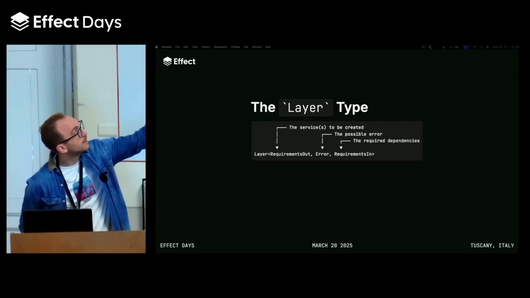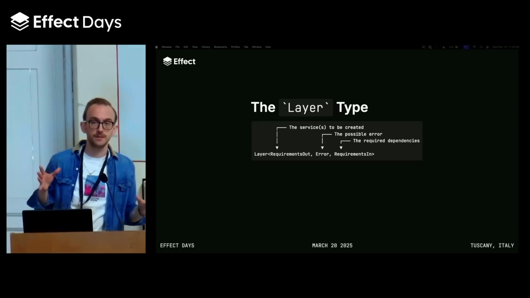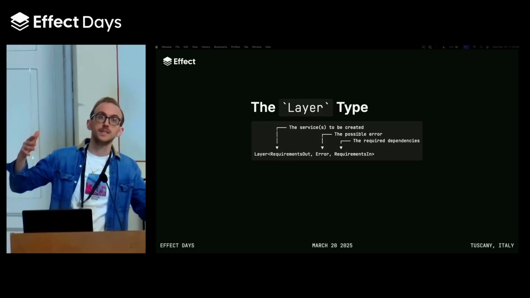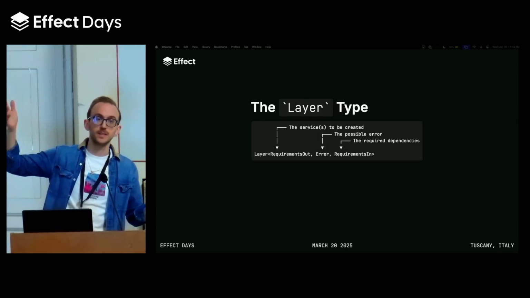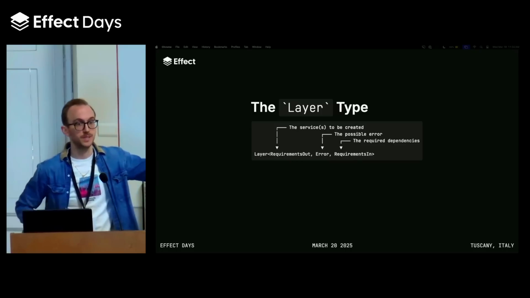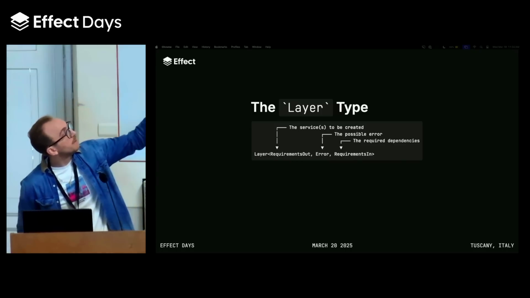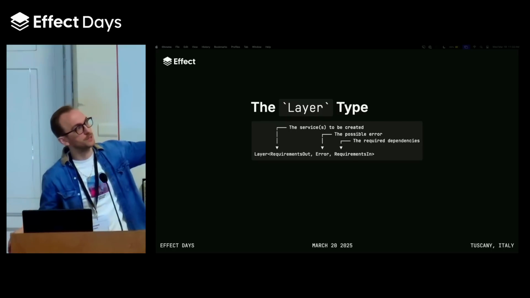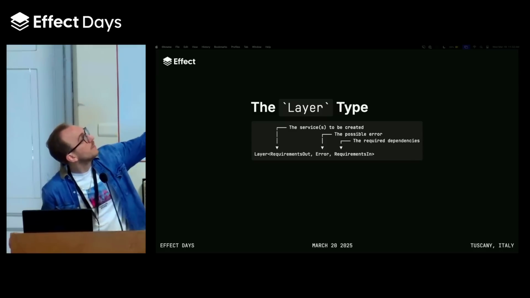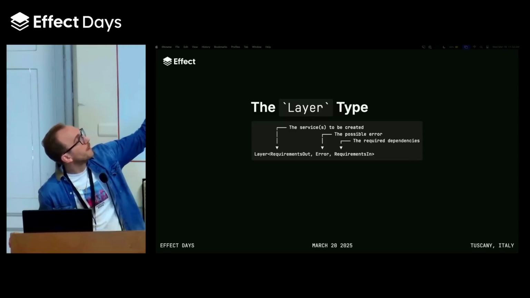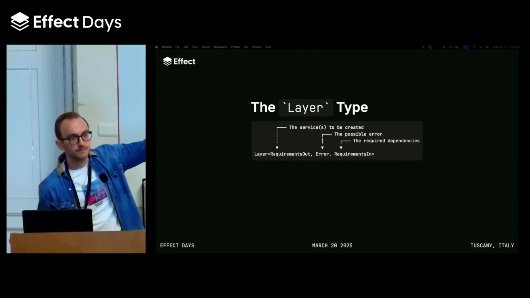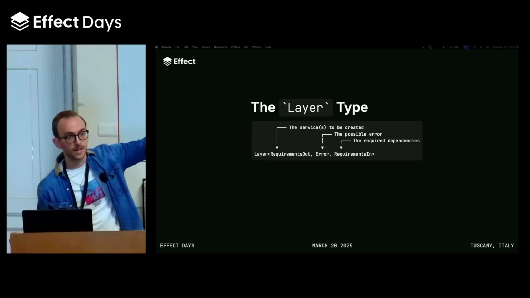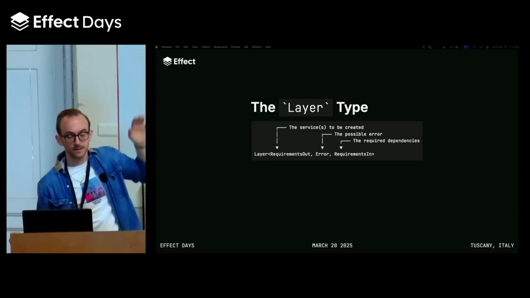It has an error channel, which is the possible errors that can happen while you're building that service. You can imagine building a database. If you try to connect to the database and the network is down, that's an error that could happen while you're building that service, right? And then we have any required dependencies that creating that service requires. So if we think about it from the perspective of our file system cache, we would have a cache in the requirements out. I don't think we would have any errors. And then the requirements in would be our file system, right? Because we're producing a cache, but we require a file system. Is that tracking?